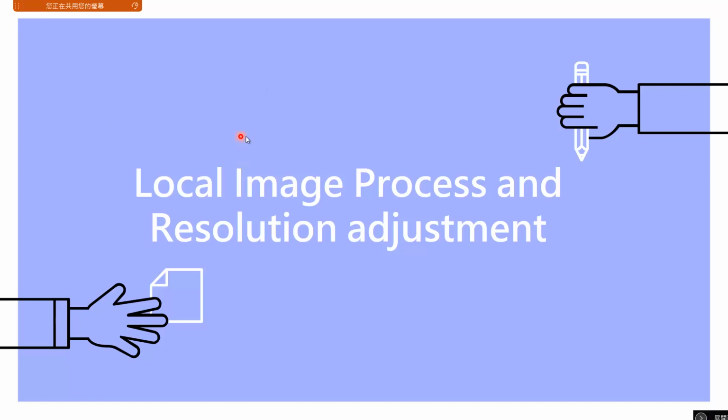Okay, so for the second part, we are going to apply what we learned to this kind of example, local image process and resolution and adjustment. I'm going to show you how we can zoom in or focus on a specific part of the medical imaging. And once we zoom in, you may always find out the resolution is not good enough.